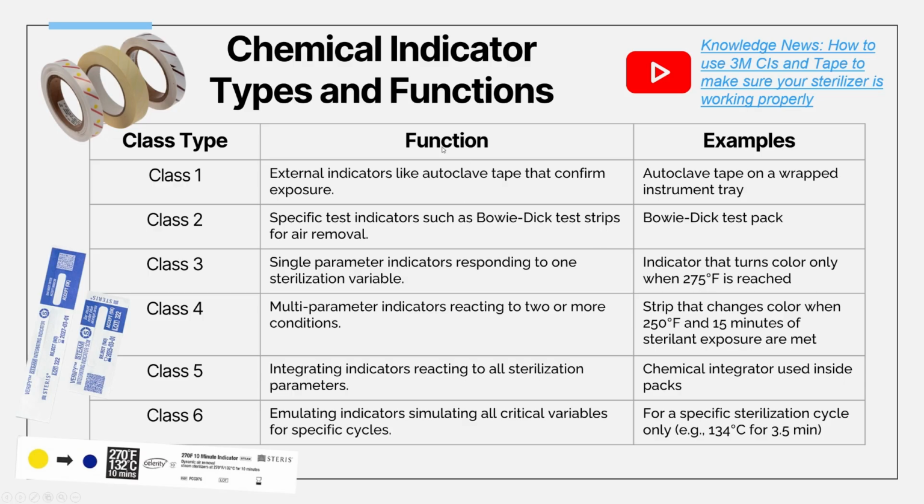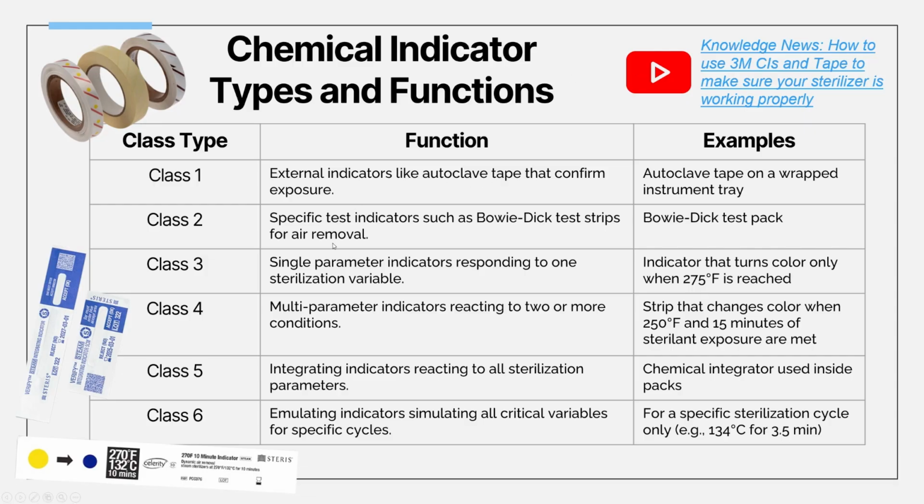So these are the class types and functions and some examples that are provided. Chemical indicators, like I said, are color changing tools that help us confirm if sterilization conditions were met. They're divided into 6 classes based on how many parameters they measure and their intended use. Class 1 are the process indicators. They're used outside packages, like autoclave tape, like this one. They show exposure but not internal conditions.